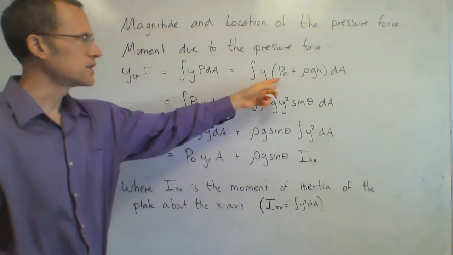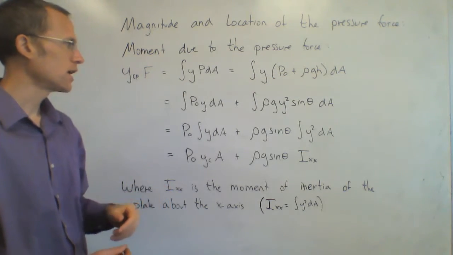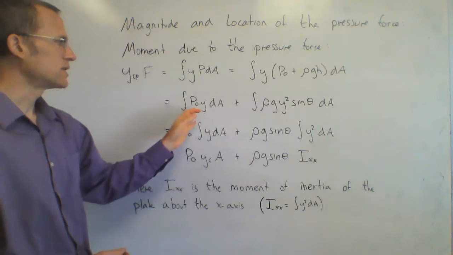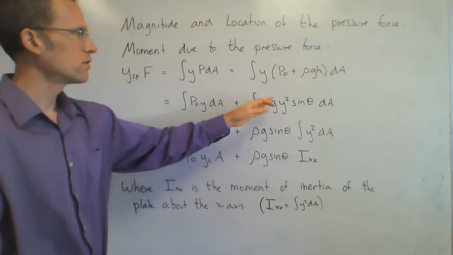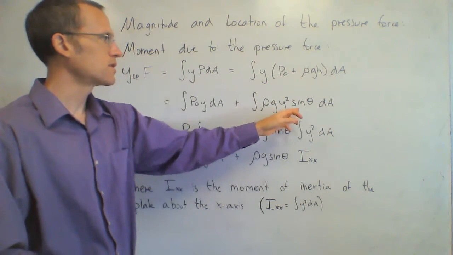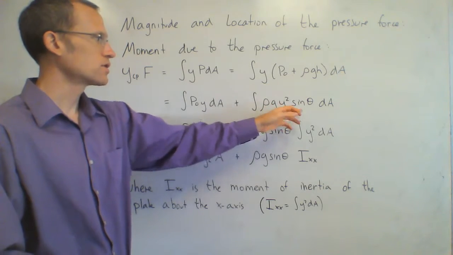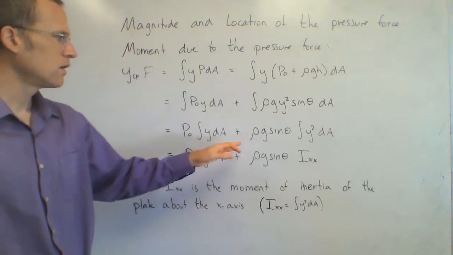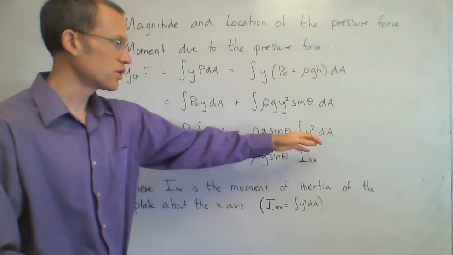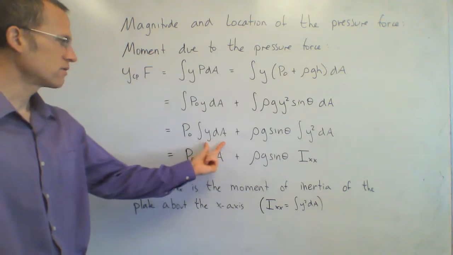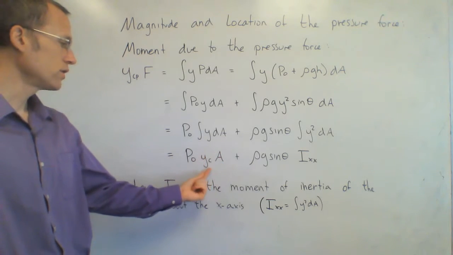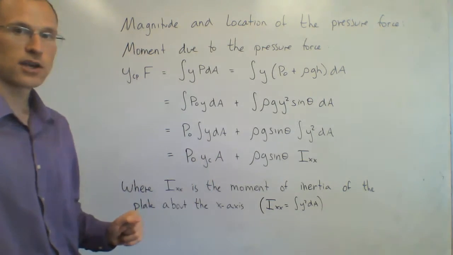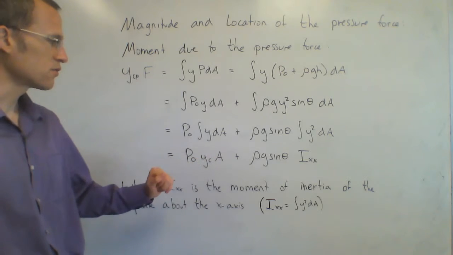So similar to what we did before, except now I have an extra y in my integral. So y times P0 plus rho g h dA. Split that up into two things. So P0 times y, and h is y times sine theta times another y, gives me y squared sine theta. Pull out the constants. So P0 y dA, rho g sine theta, integral y squared dA. This, same as before, is just the centroid yc times the area. So I have P0 yc times A from the first one.